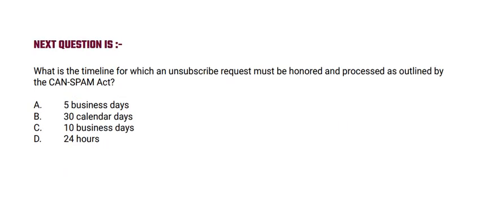Next question is: what is the timeline for which an unsubscribe request must be honored and processed as outlined by the CAN-SPAM Act? Options are option A 5 business days, option B 30 calendar days, option C 10 business days, and option D 24 hours. The correct option is option C.